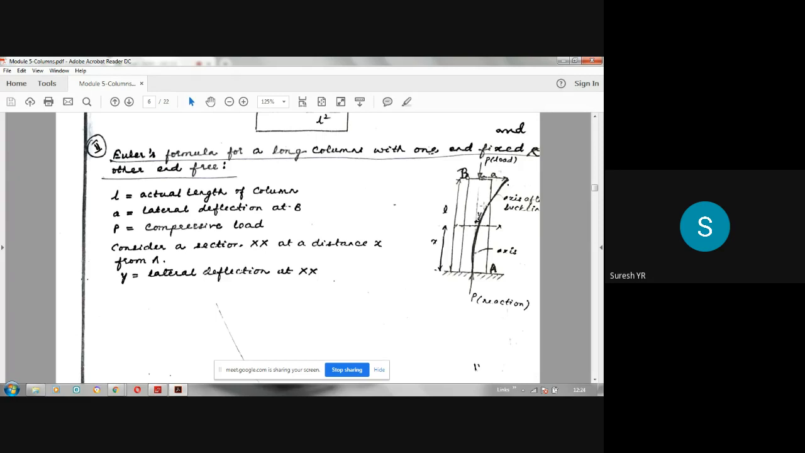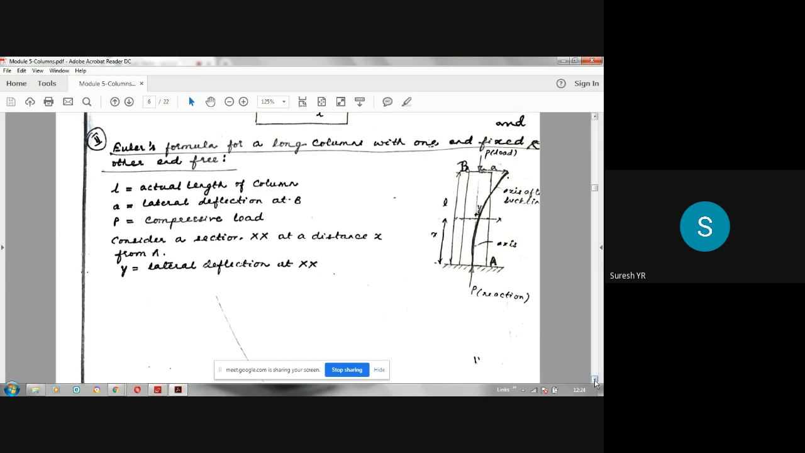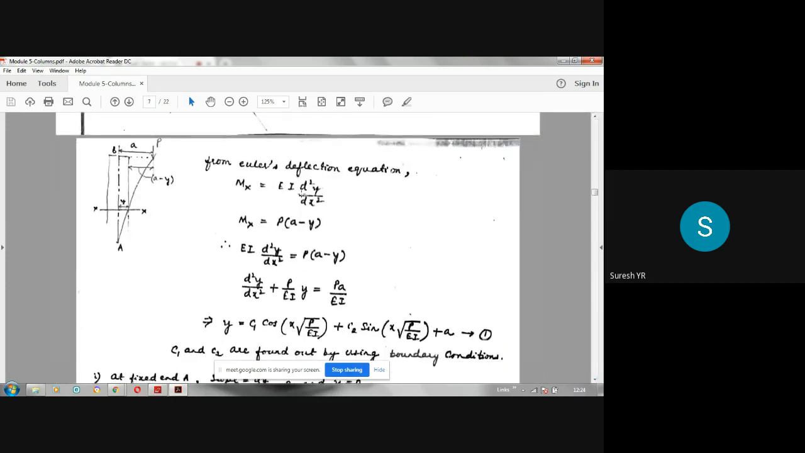Mx will be P into A minus y, positive because the buckling takes place like this. So Mx is equal to P into A minus y. And use that curvature equation: Mx is equal to EI into d square y by dx square. So Mx is P into A minus y. Therefore, equating these two, EI d square y by dx square is equal to P into A minus y. How is it P into A minus y? I have shown here. This is P, and the distance from this XX is A minus y. So that is why this is the moment.